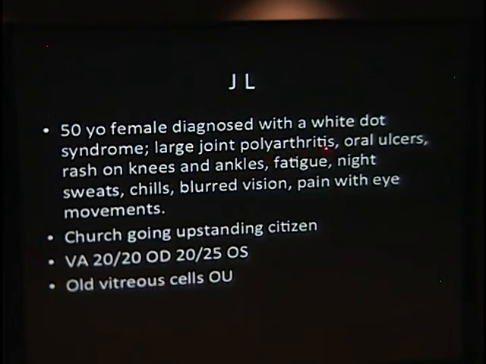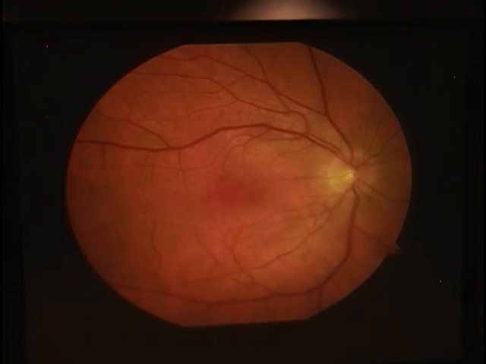She has a lot of systemic things going on. She has polyarthritis. She's having ulcers, rash on her knees, ankles, all kinds of stuff going on. She had been diagnosed with, I think, birdshot initially. She was sent to Dr. Vitale for a consult to see how to treat her. She had some old vitreous cells on exam. Pretty good vision, but a lot of systemic things going on. This is what her eye looked like.